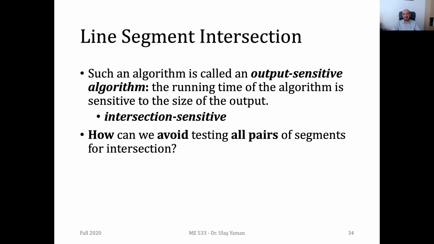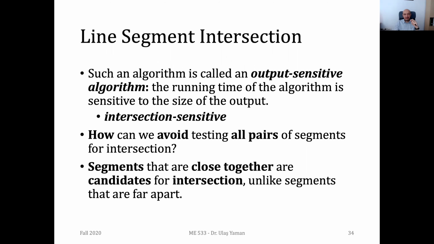But how are we going to do that? How can we avoid testing all these pairs? As we have discussed in the beginning, we may check some intervals. If they are not related to each other, if one is here and the other one is at the bottom, then we don't need to spend time on the computation of their intersection. Since we know that they're not intersecting, we should simply pass it, and we need to focus on other candidates.